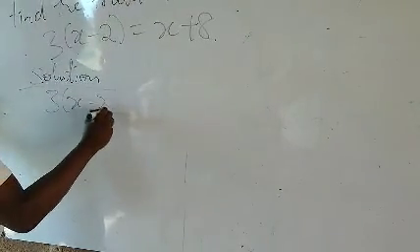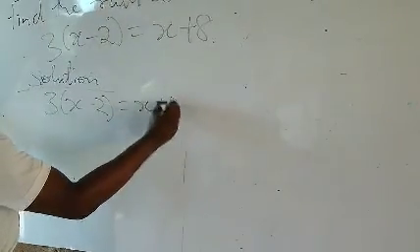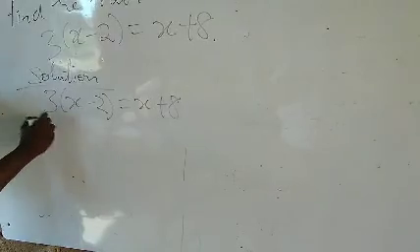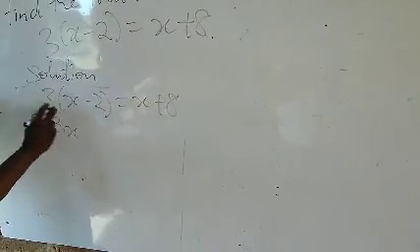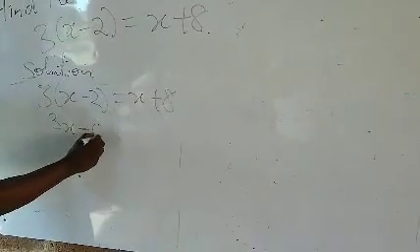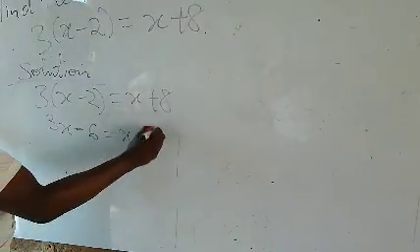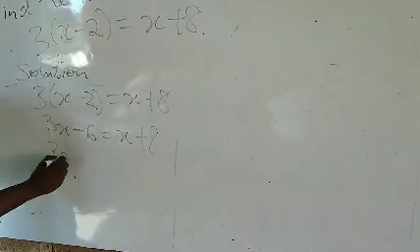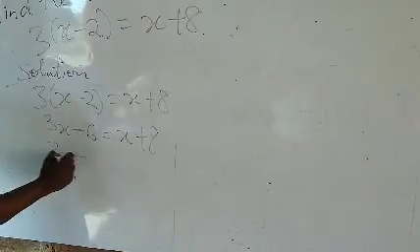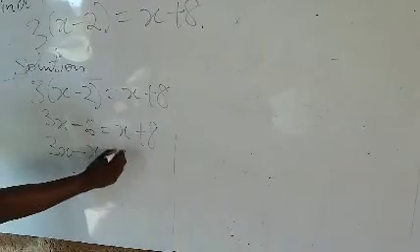3x - 2 equal to x + 8. 3 times x is 3x. 3 times minus 2 is negative 6. It's equal to x + 8. From here, you take all x to one side. I mean, 3x minus x is equal to 8.